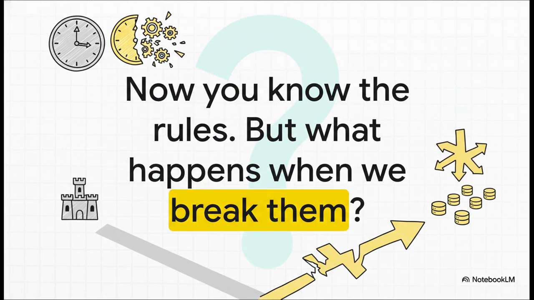The ACID rules give us incredible safety, but they can sometimes be a little slow. So that leaves us with a really fascinating question. What happens out there in the world of big data and massive, massive scale, where some systems actually choose to strategically bend or even break these rules to get more speed? What does that world look like?